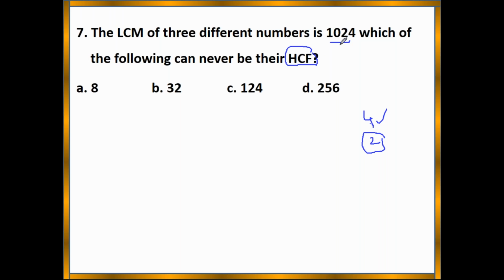Not 2048, ma. The HCF is one of the factors of 1024, less than 1024 only. 8 is a factor of 1024. 32 is also a factor. 256 is also a factor because 1024 is 2 power 10.